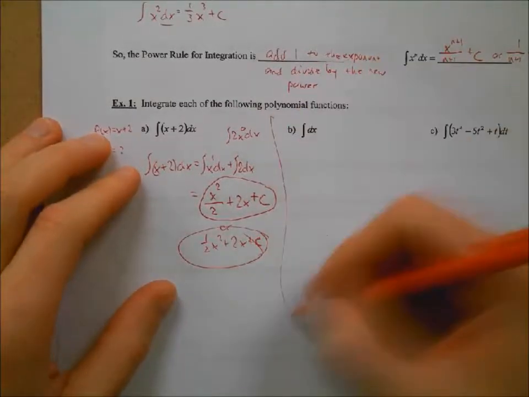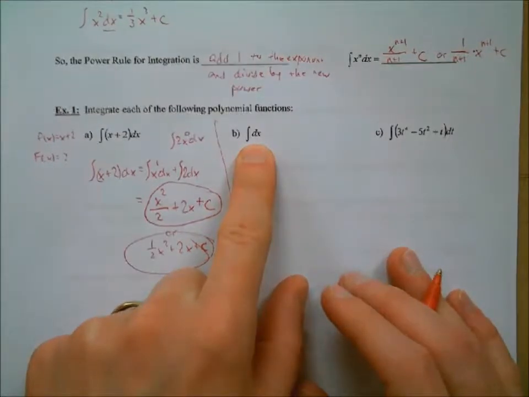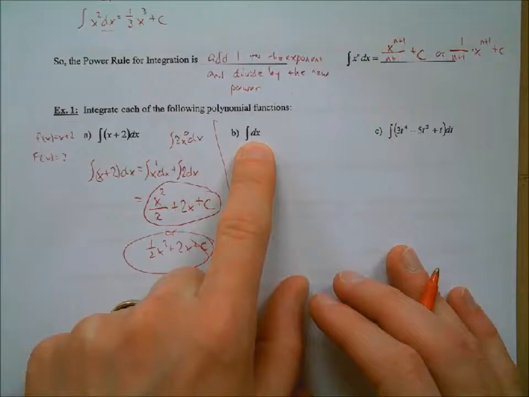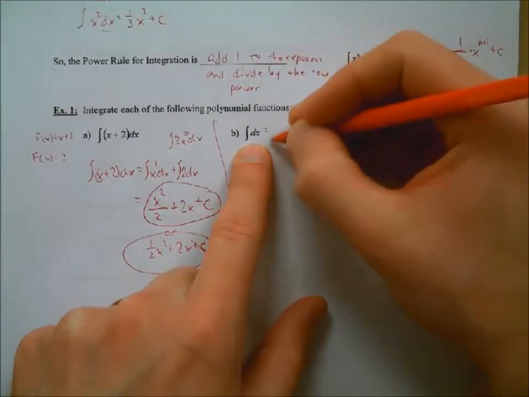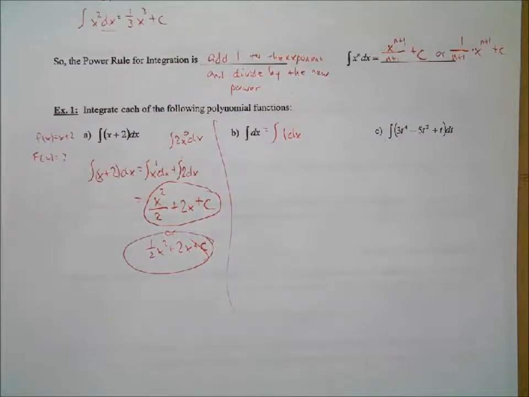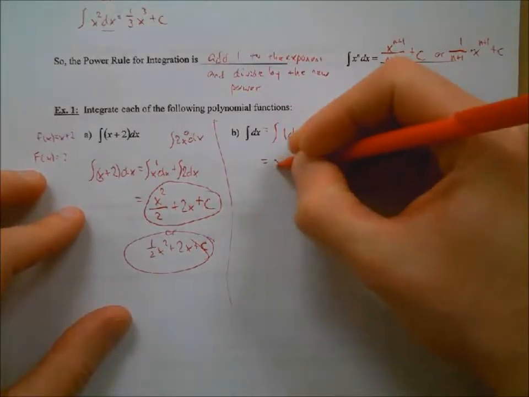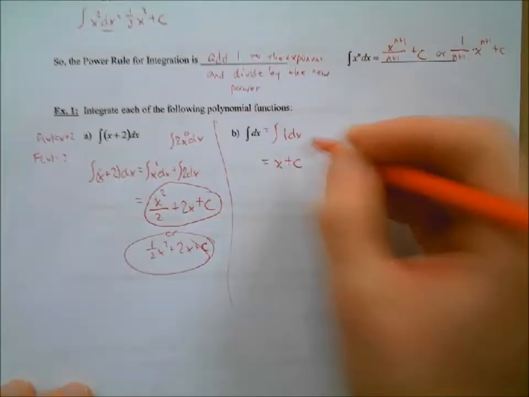All right, let's look at this. Integral of dx. What is the number in here we could put? A 1. So we could say this is really the integral of 1 dx. And again, whose derivative gives us 1? The derivative of x, right? So this answer is just x. Of course, don't forget then the plus c at the end there.